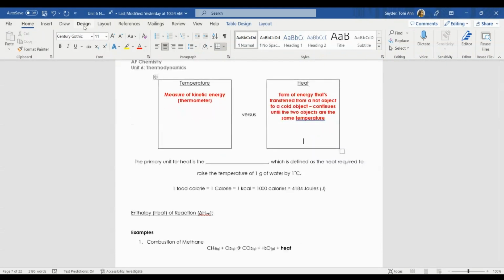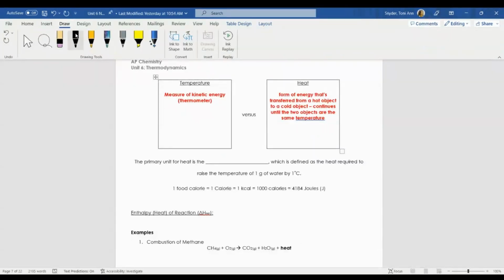And if you remember back from Chem 2, the unit that we use as heat is the joule. So it's a capital letter Joule, and it's a capital letter J that we abbreviate it as. And the joule is defined as the heat that's required to raise the temperature of 1 gram of water by 1 degree Celsius. Okay, so that's how much energy we need to input in order to raise 1 gram of water by 1 degree Celsius.